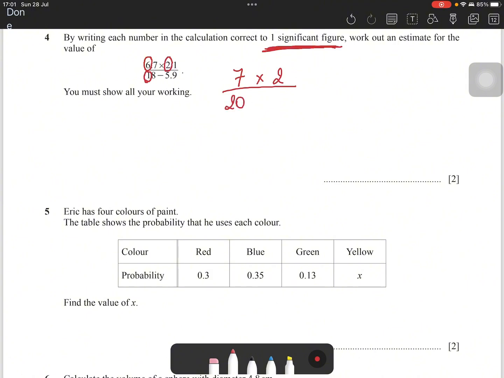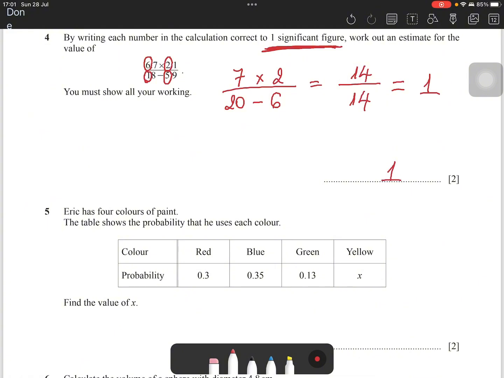We round it up. Finally, for the last number, we round it to the nearest whole number, which is 6. And 7 times 2 is 14. 20 minus 6 is also 14. So this expression is equal to 1.